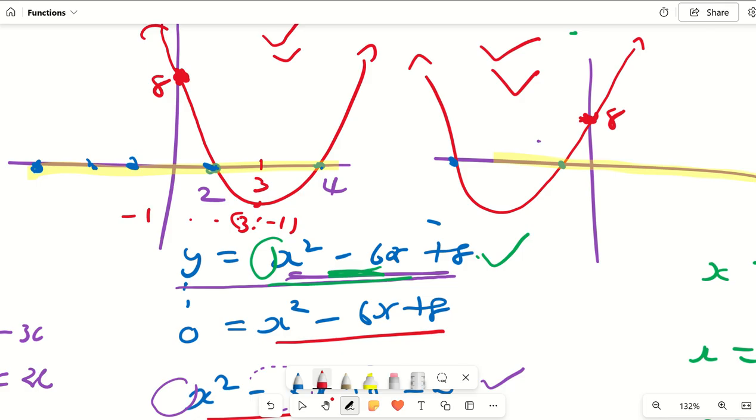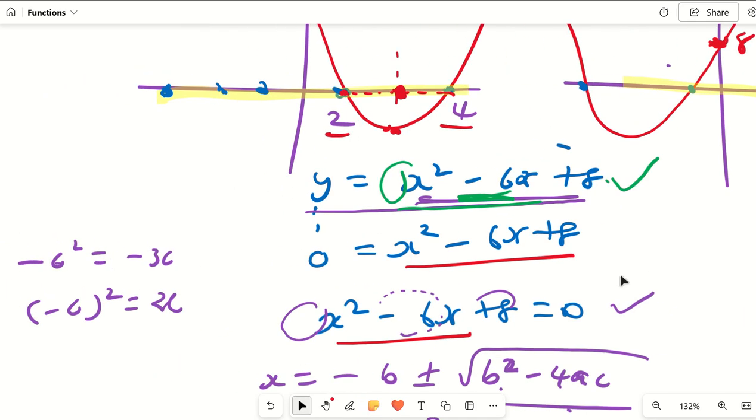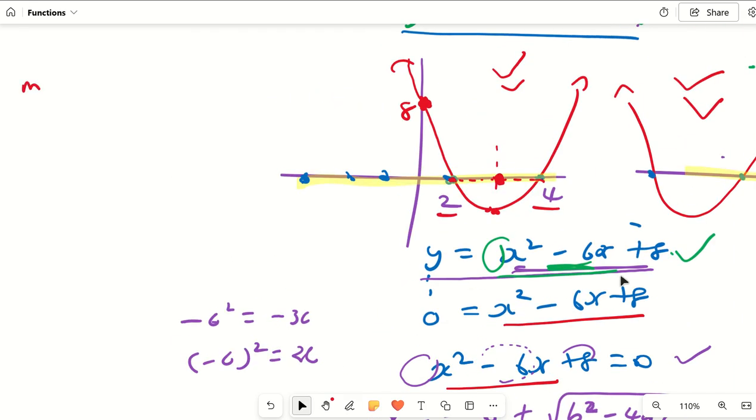You could also use the x-intercepts to find the x-coordinate of the turning point. I'm pretty sure that you guys have realized the turning point of a quadratic is literally halfway between the x-intercepts. The distance from here to there is the same distance from there to there. So you could just find the midpoint of these two x values. You guys know the formula for midpoint goes something like this. Midpoint equals x1 plus x2 over 2, y1 plus y2 over 2.